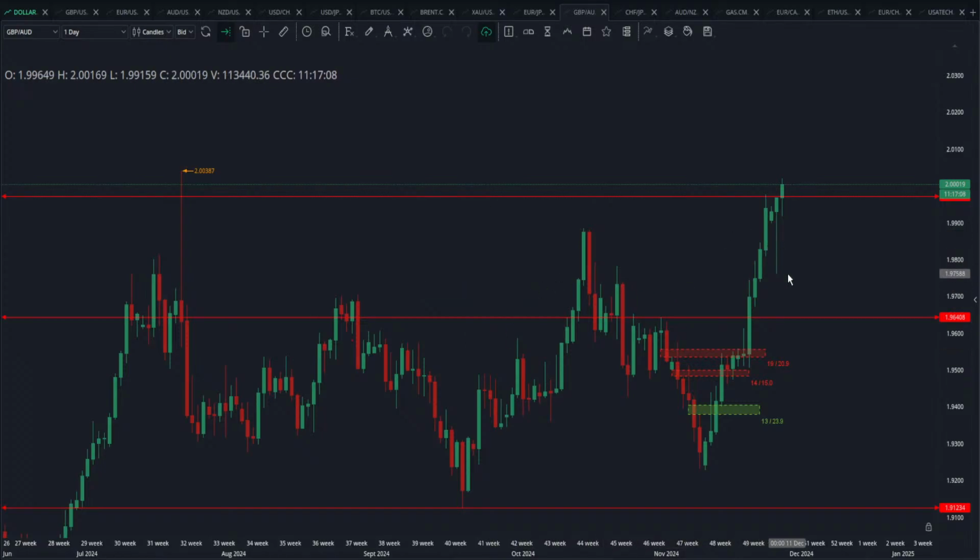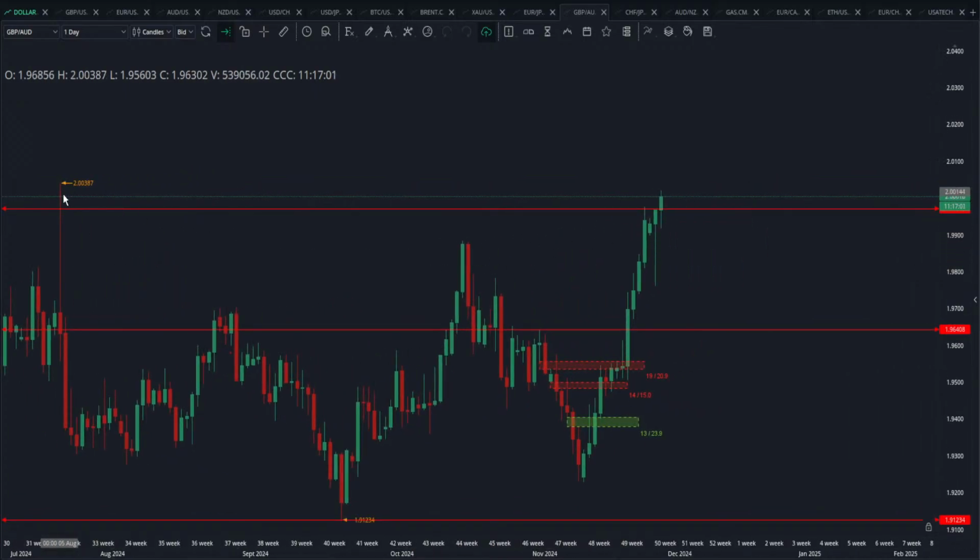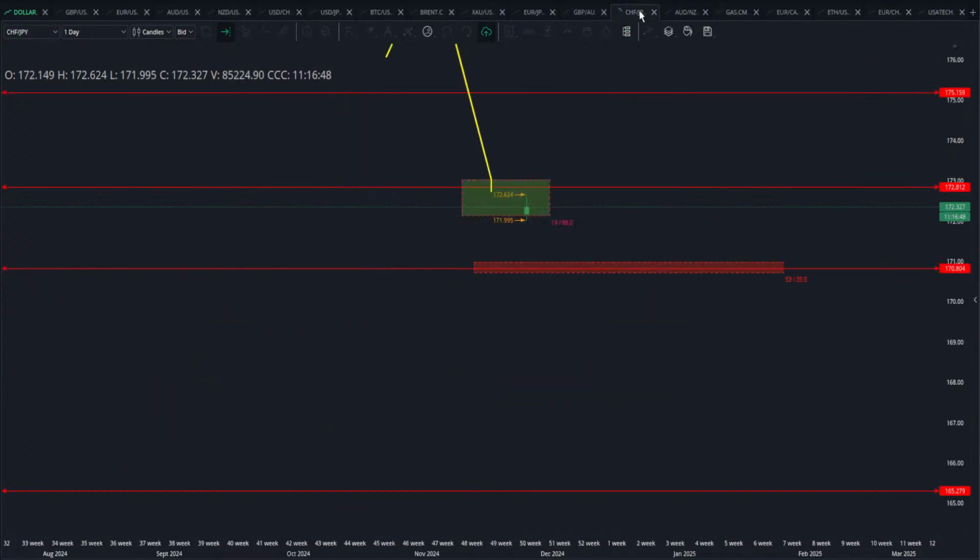GBPAUD 2.00 level has been taken out. 2.0038 is what I was looking for, and the price has not taken that one, but I'm expecting it to be taken very soon. Okay, this is the next on the charts for us. On the way up, the price has created so many fair value gaps that there is no point in the price falling right now before taking 2.0038.